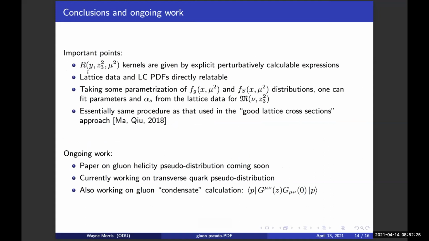So what we have to do is take some parameterization of the gluon and the singlet distributions, and we can fit those parameterizations and our coupling from the lattice data. This is analogous to the good lattice cross sections approach given by Ma and Qiu in 2018.